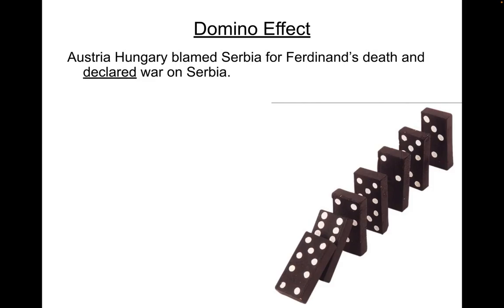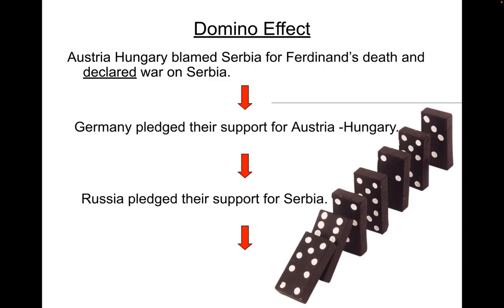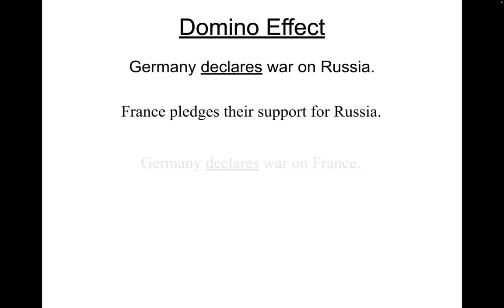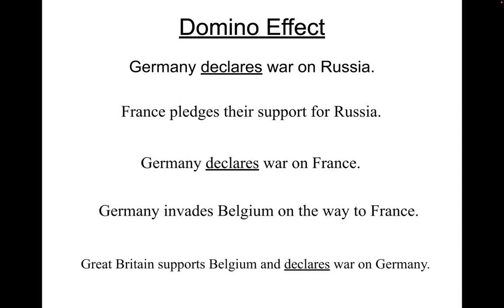So Austria-Hungary blamed Serbia for Ferdinand's death and declared war on Serbia. Then Germany pledged their support for Austria-Hungary. Russia pledged their support for Serbia. Germany declares war on Russia. France then pledges their support for Russia. Germany declares war on France. Germany invades Belgium on the way to France. Great Britain supports Belgium and declares war on Germany. So, by now, right, we have the war in Europe. World War I has begun.